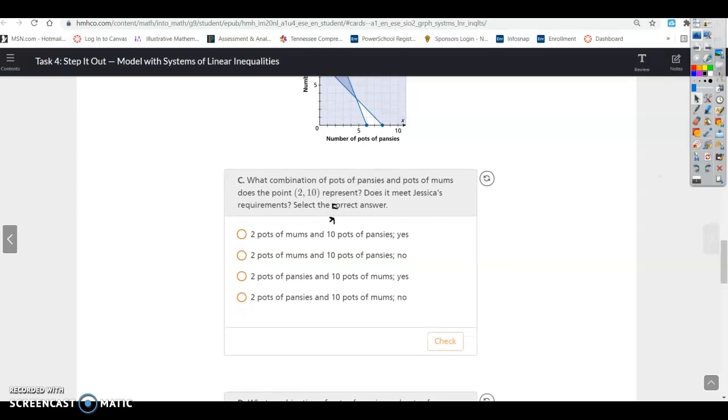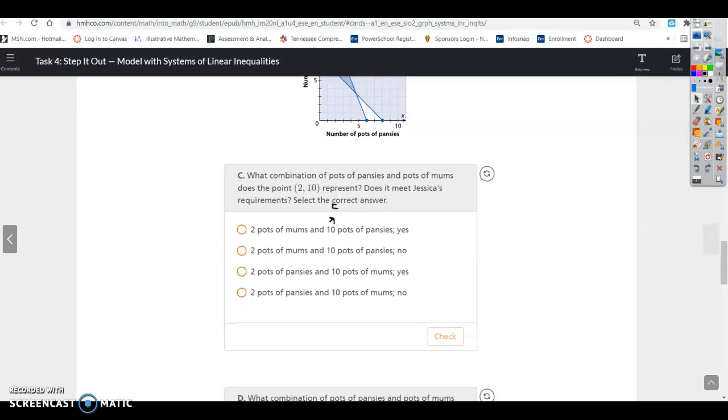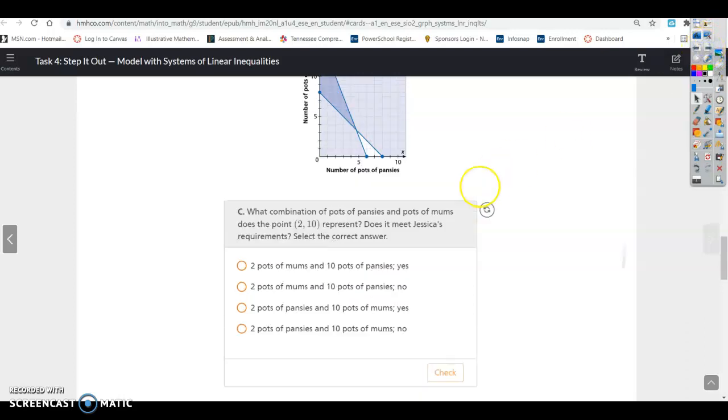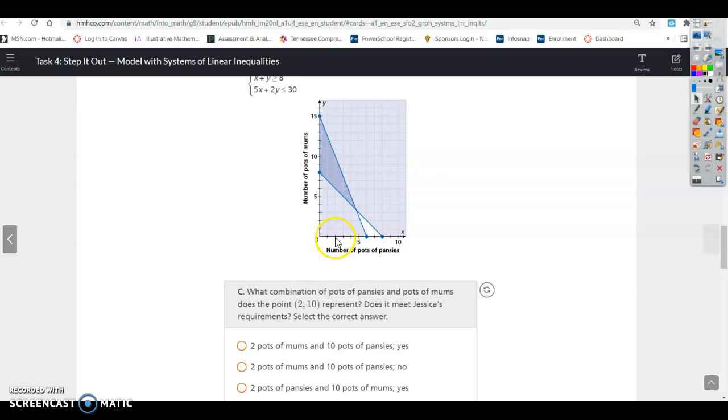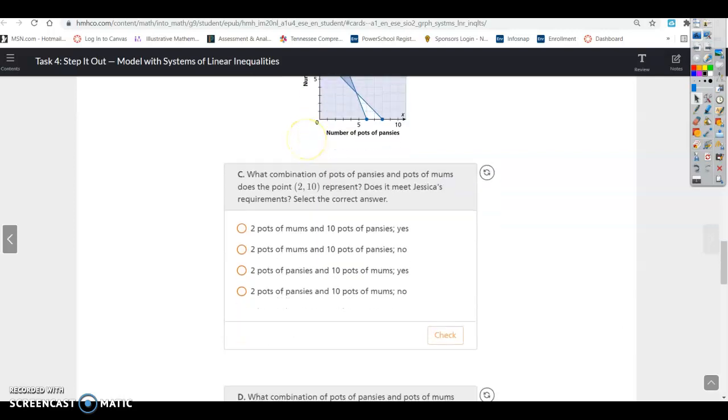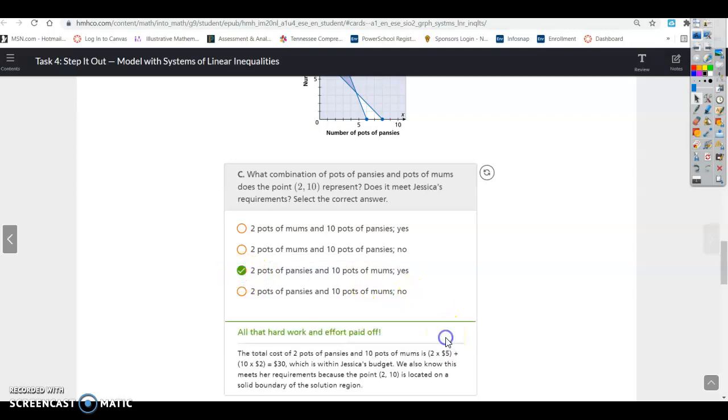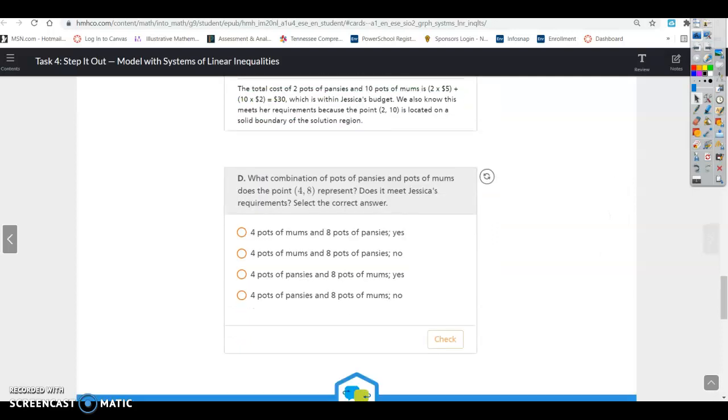All right, it says, what combination of pansies and mums does the point (2, 10) represent? So (2, 10), here's 2. (2, 10) is a point right here on this line. Since it's a solid line, the boundary line is included in the solution. So this represents 2 pansies and 10 mums. And yes, it works because it is a solid line. If it were a dashed line, it would not work.